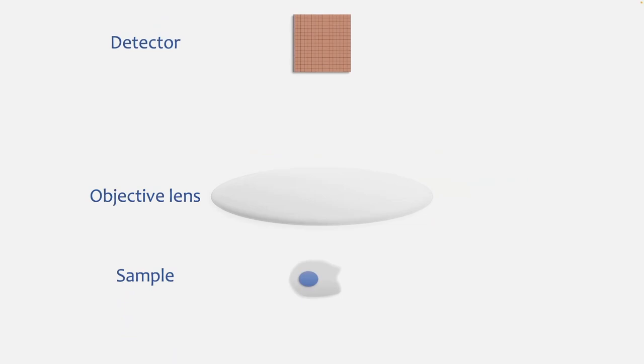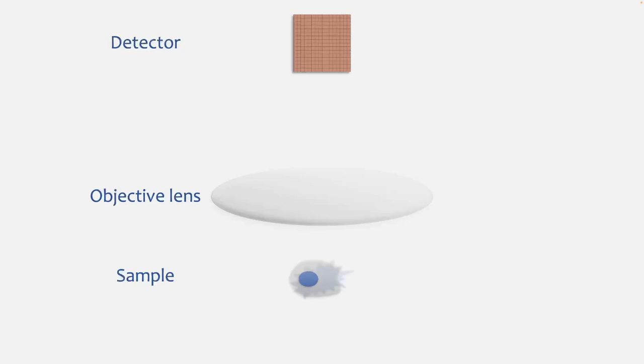So I really only want to focus on three components. There's the sample, the thing that you're looking at, there's the objective lens, and there's the detector. Nothing in here is to scale or linked together, and clearly there are lots of other components you need to have a workable microscope, but these three are important to consider when you think about image quality and how images are formed from the point of view of analysis.